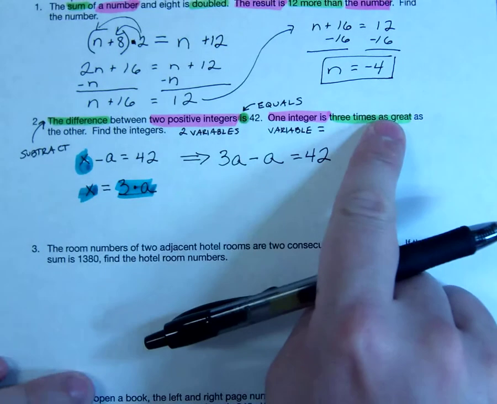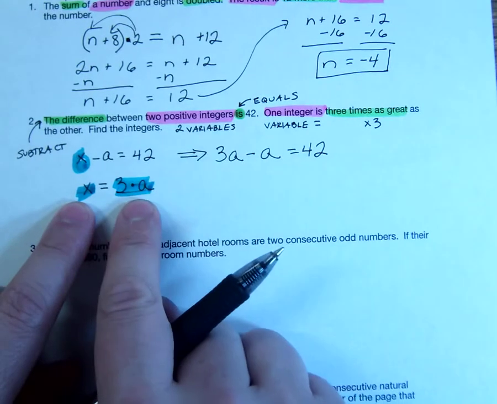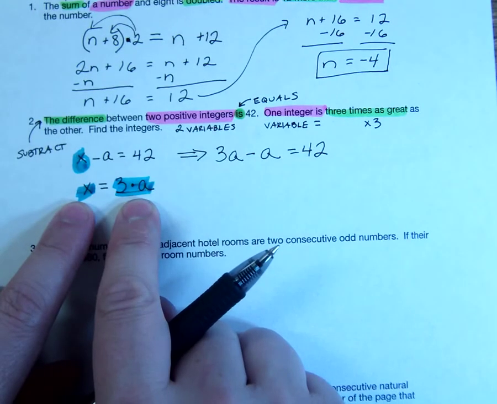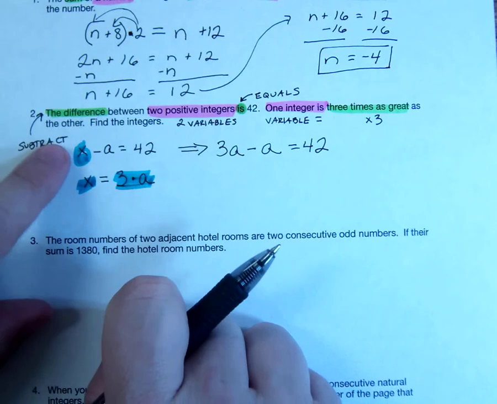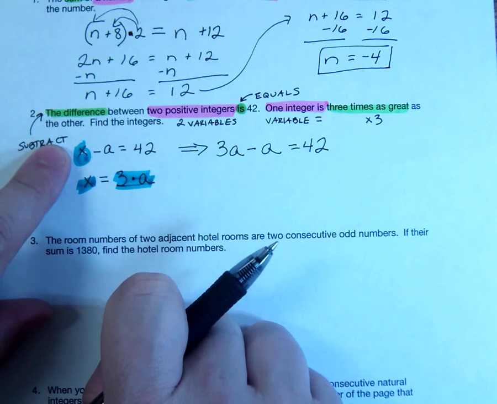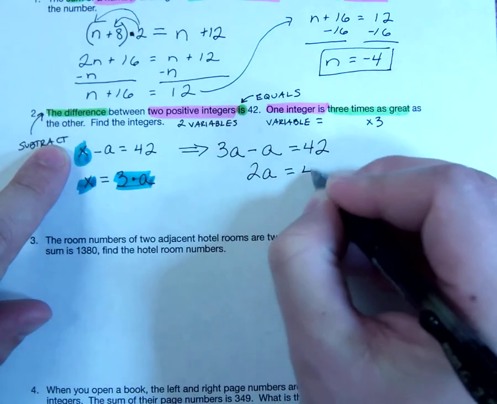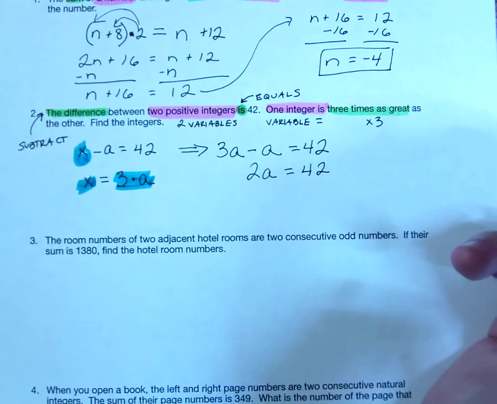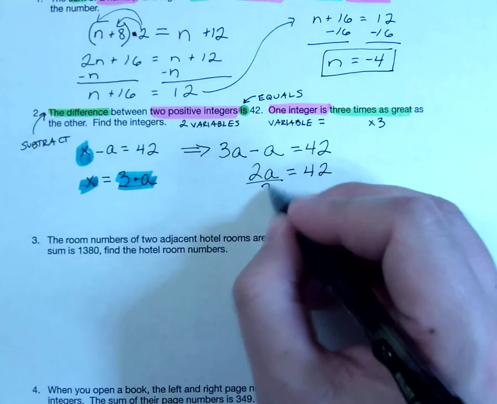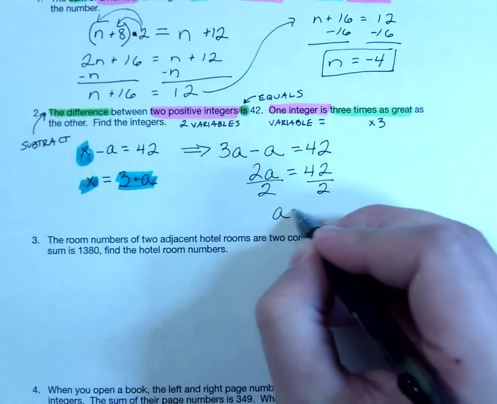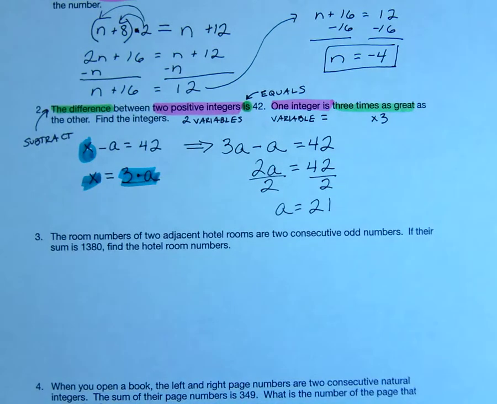One integer was 3 times as great as the other, so x was 3 times bigger than a. And then I replaced this x with 3a. So 3a minus a is 2a. And then divide by 2. So a equals 21. That tells me one of the integers was 21.